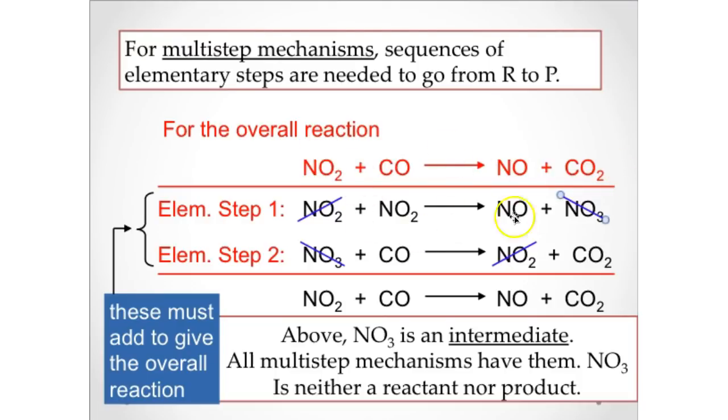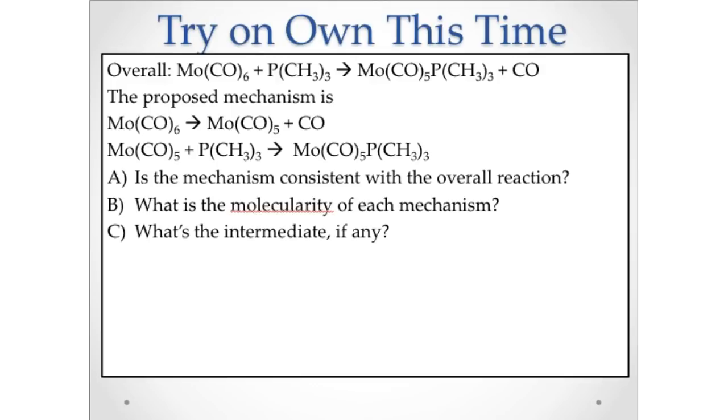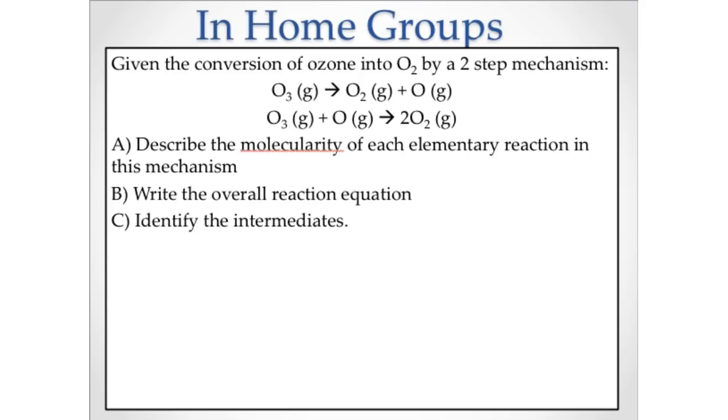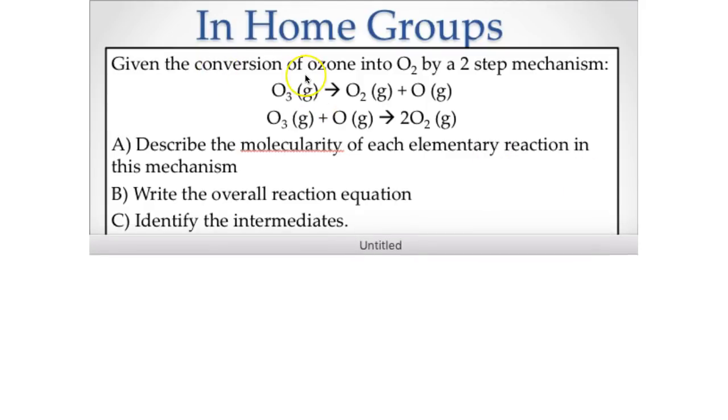It's always something that's missing, because it serves as an intermediate. So here's an example. I'm going to do this one actually, and then you guys are going to try that one. So for this one, it says, given the conversion of ozone into O2 by a two-step mechanism.